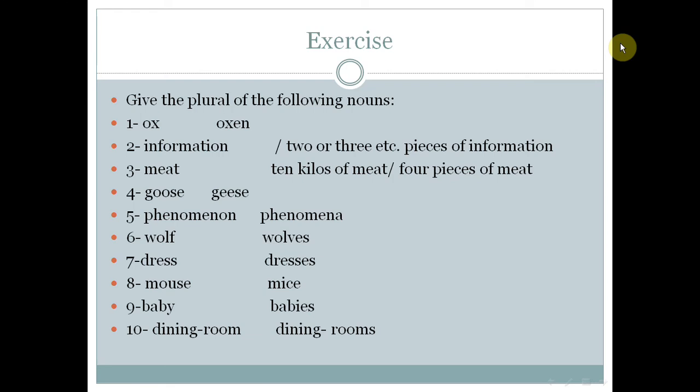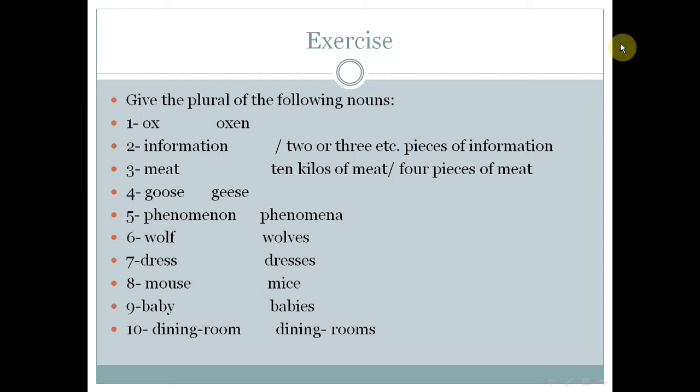Meat, it's an uncountable noun. We can't say meats. It's wrong because it's uncountable. But we can make it plural by preceding it with a countable noun like kilos or piece. So we say 10 kilos of meat. 4 pieces of meat. In this case, it becomes plural.